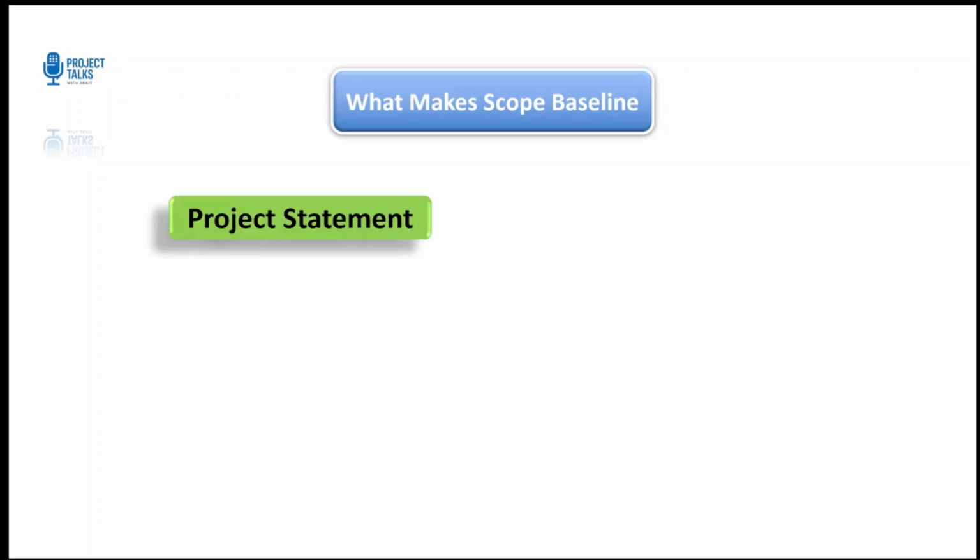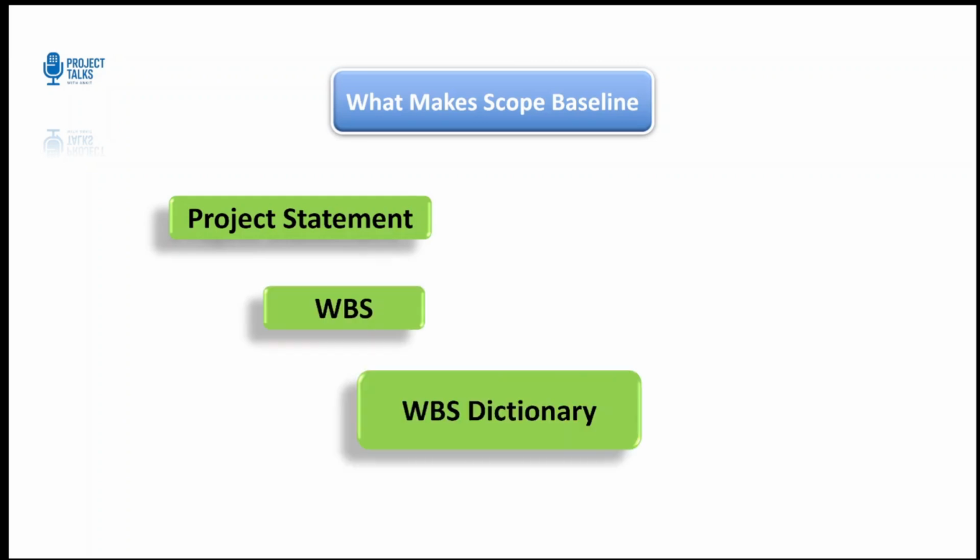Before we get to the next topic, we need to understand the activities that create the scope baseline. It consists of the project scope statement, WBS, and WBS Dictionary. The WBS Dictionary describes each work package. Once approved, it becomes your benchmark for measuring any future changes.